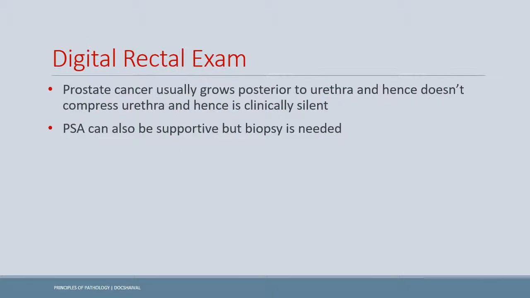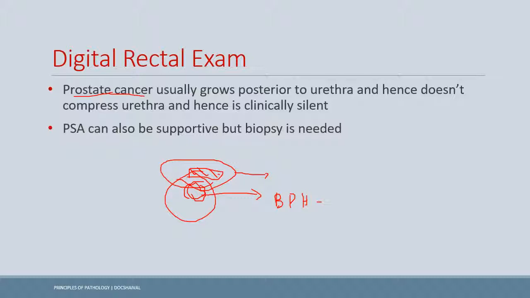Finally, we have the prostate cancer screening test. Can you recall where prostate cancer usually develops? In the center we have the urethra, and prostate cancer develops in the posterior region. In contrast, benign prostatic hyperplasia develops around the central region, and that compresses the urethra. So BPH is very much detected clinically because it compresses and causes pain during micturition. Whereas prostate cancer usually develops in the posterior part of the prostate, and that is clinically silent because it doesn't compress the urethra.